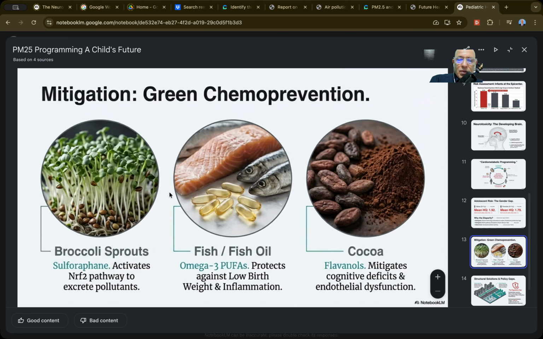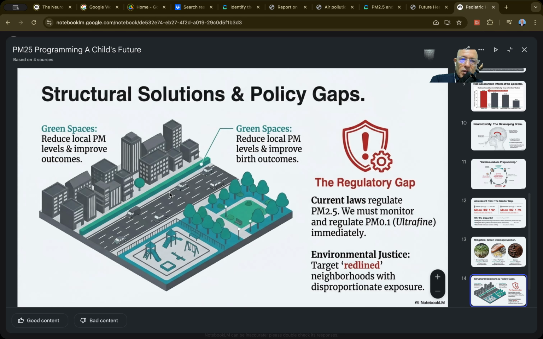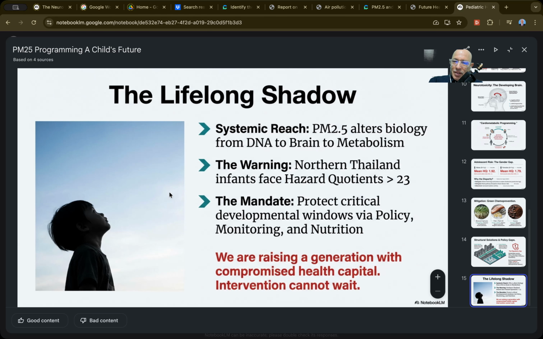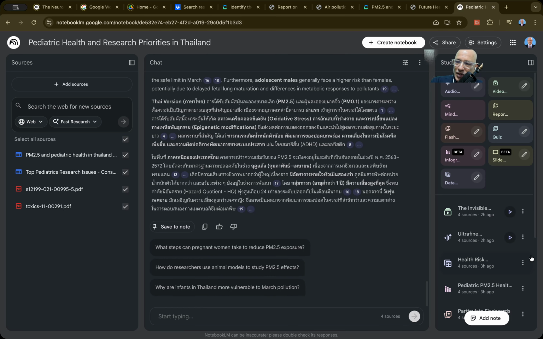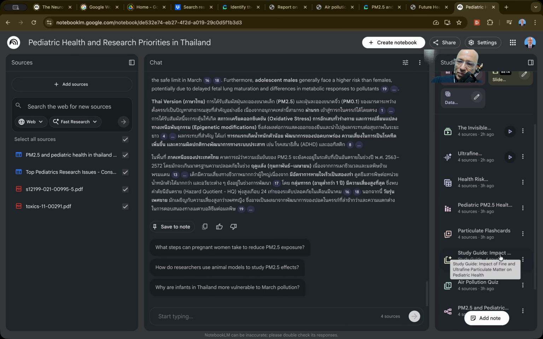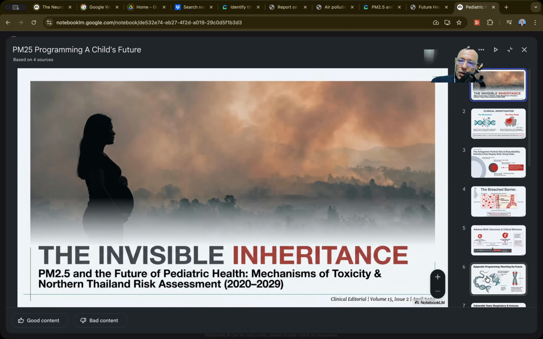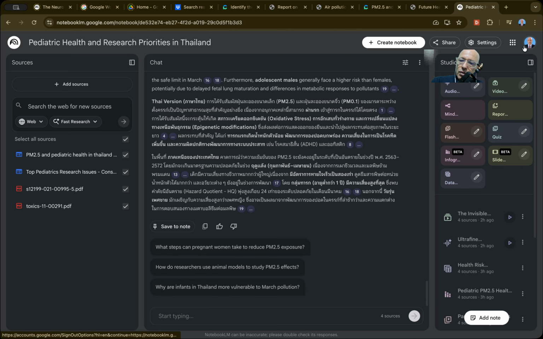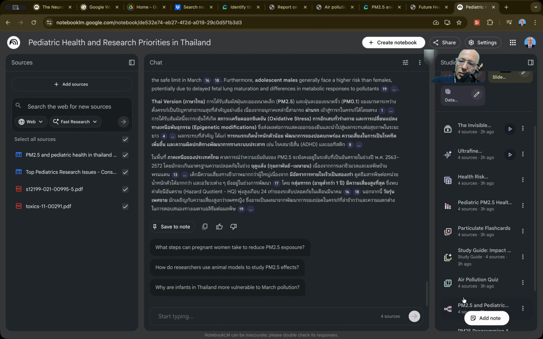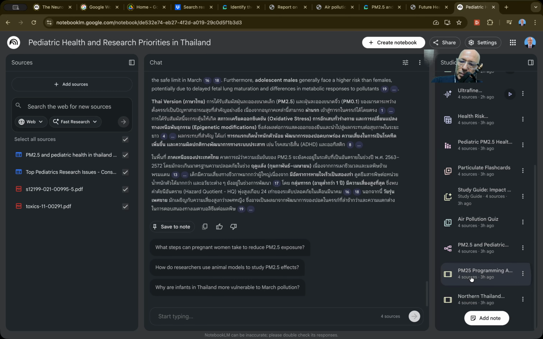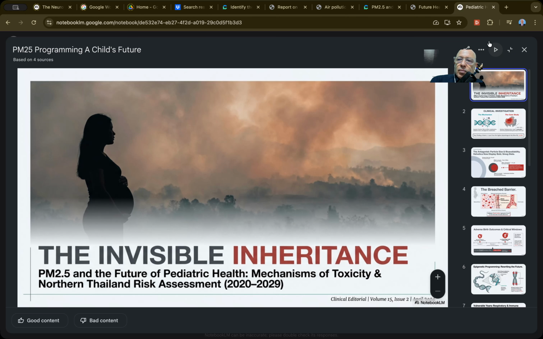Mitigation. That is spectacular in my humble opinion. And conclusion. We are raising a generation with compromised health capital. Intervention cannot wait. Call for action. Okay, that's pretty cool. Let's take a look at the other one. No, the other one, please. Okay, I don't know how to find that.